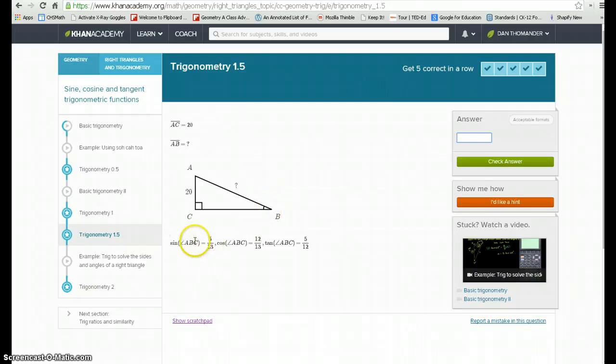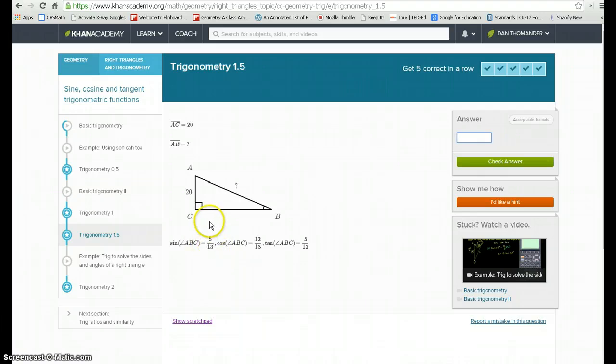So we're given this information all about angle B. Sine, cosine and tangent of angle ABC, B is over here. We're sitting here at B, and we know the opposite side, and we want to find the hypotenuse. So we know the opposite, and we need to find the hypotenuse. We're going to use the ratio that is opposite over hypotenuse, and that's sine. So sine is equal to 5 over 13.